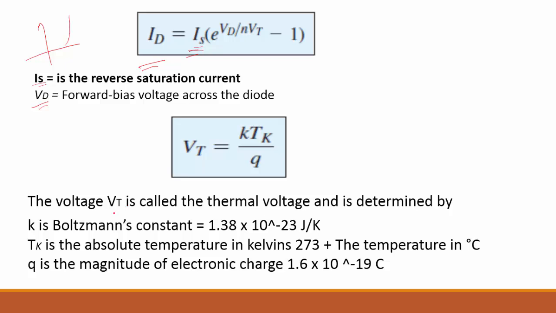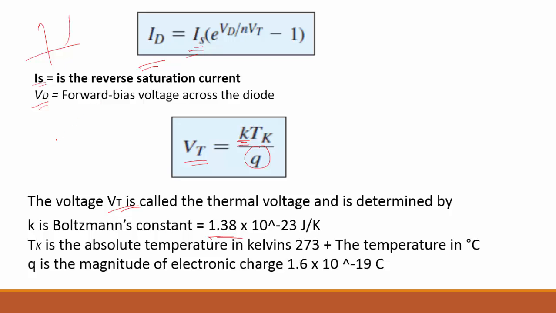Here Vt is the thermal voltage, which depends upon the temperature. Look at the equation of Vt. Vt is equal to kT by q. K is the Boltzmann constant. The value is 1.38 times 10 raised to minus 23 joule per Kelvin. Depending upon the temperature, the value of the thermal voltage will change, and q is the charge, which is 1.6 times 10 raised to minus 19.